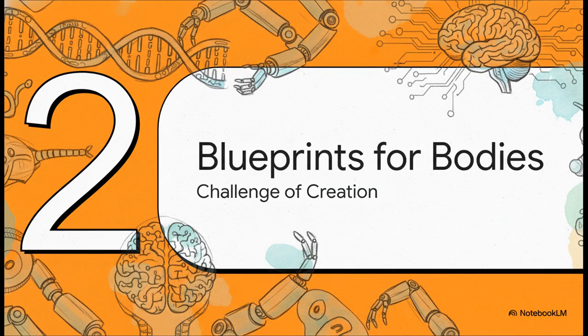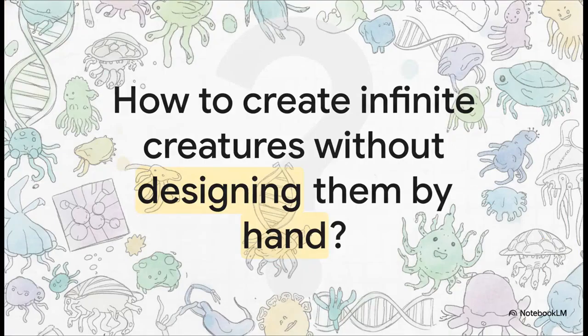Okay, so we've got our dynamic world. Now we need the things that live in it. And that brings us to the next massive challenge. How in the world do you actually create the bodies for these artificial creatures? I mean, this is the fundamental problem, right? If you want a rich, diverse ecosystem, you can't just have a team of artists sitting there drawing every possible creature. You'd be there forever. You need a system that can generate an endless variety of body plans automatically. You need a system for creating biological blueprints.